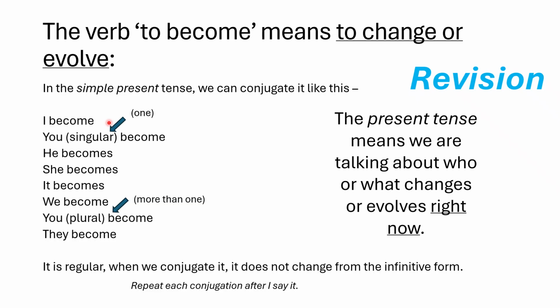I become. You become. This is singular, one person. He becomes. She becomes. It becomes. We become. You become. This is plural, more than one person. They become. Notice that the verb to become is regular in the simple present tense, so when we conjugate it, it does not change from the infinitive form.